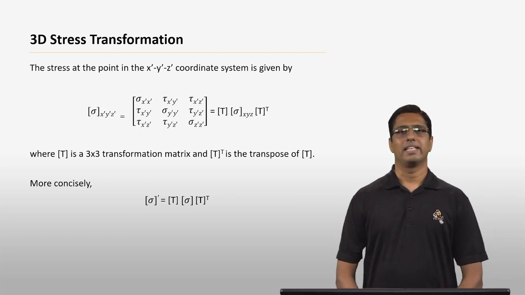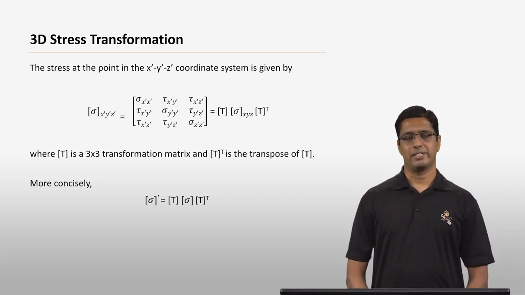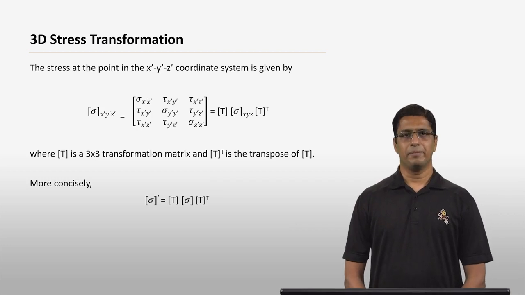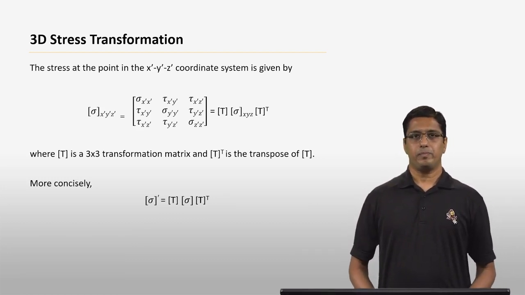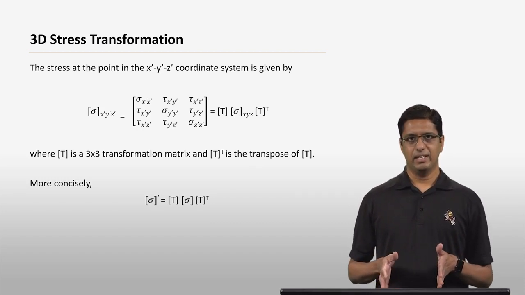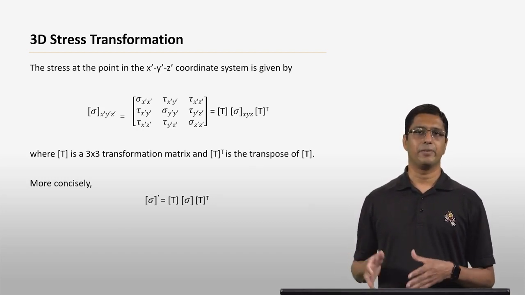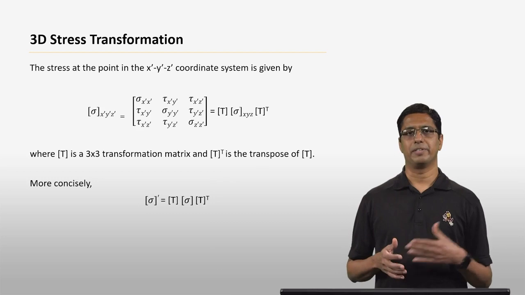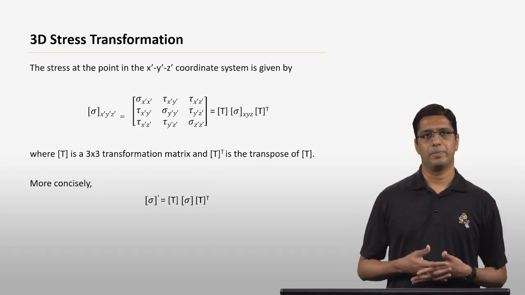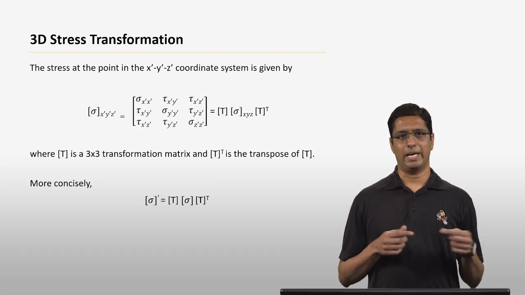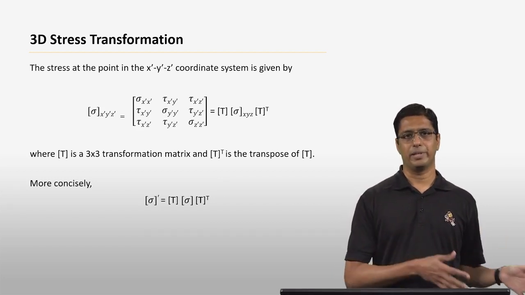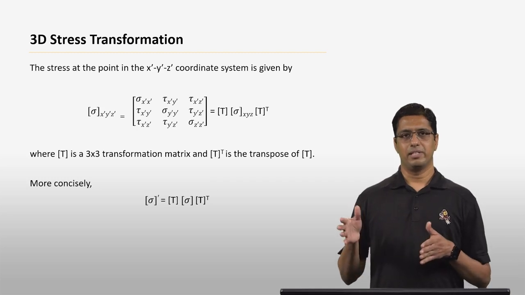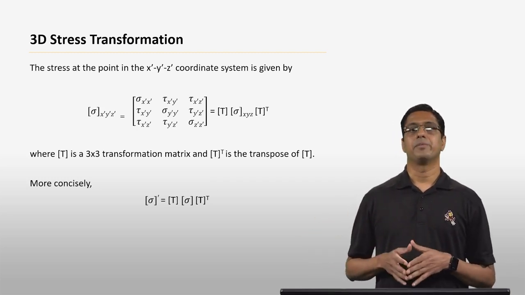So this process is actually very similar to how you do stress transformations in 2 dimensions. So if sigma in the x prime, y prime, z prime axis is given as sigma x prime, y prime, z prime, that is going to be a transformation matrix T times sigma in the original x, y, z coordinate system times another transformation matrix, which is the transpose of the initial transformation matrix. So essentially sigma prime, which is the stress in the new coordinate system, is T times the sigma in the old coordinate system times T transpose.